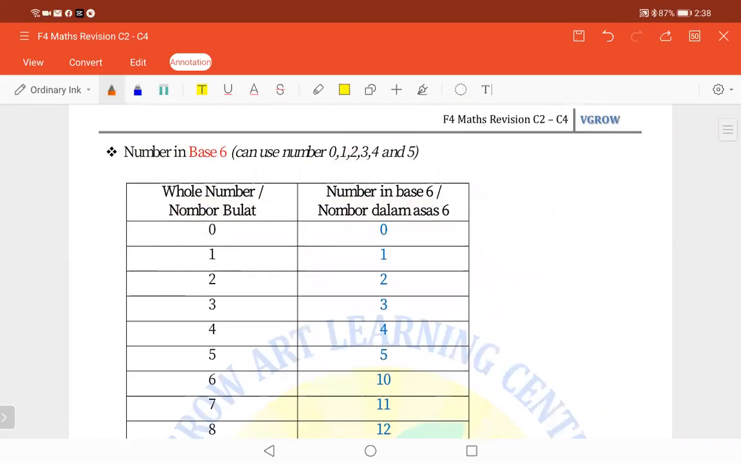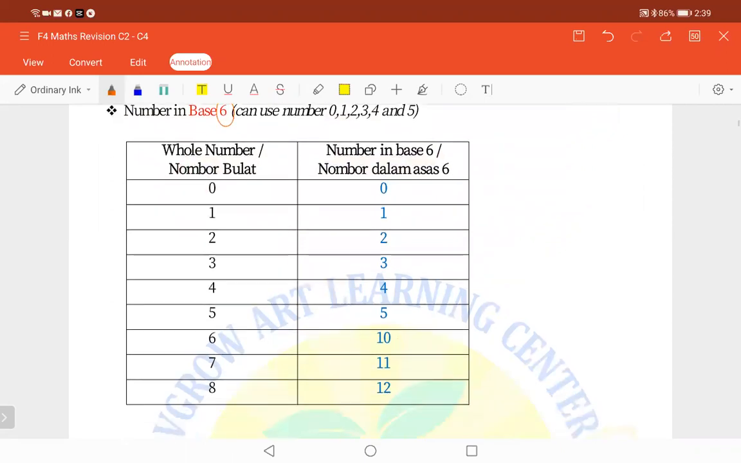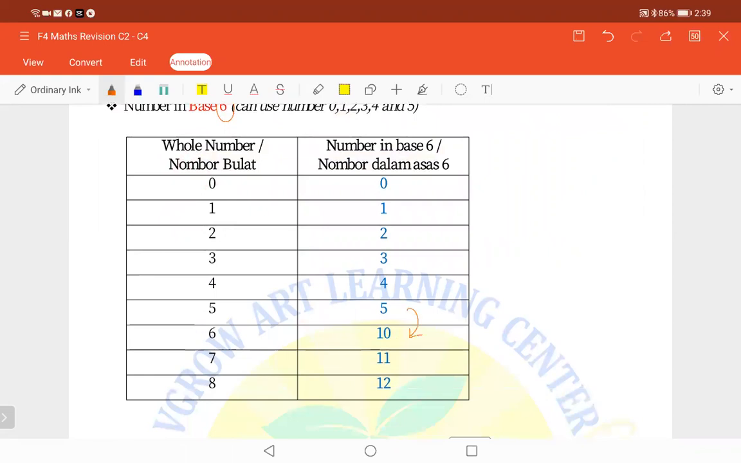A quick one, base 6: 0, 1, 2, 3, 4, and 5. Base 6, 6 digits. Start from 0. So after 5, you'll move to 10.